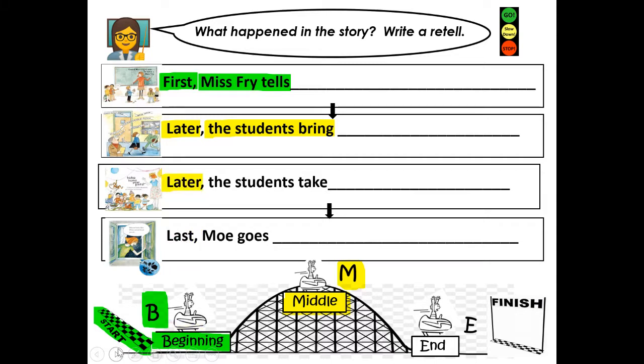Now we're still in the middle. Later, the students take, this is the last day of school, and they have a party. And what do the students take home with them? Later, the students take, so write that sentence frame and finish the sentence on your own. Later, the students take, and push pause. And when you're done writing the yellow sentence, push play, and we'll finish with our red sentence.